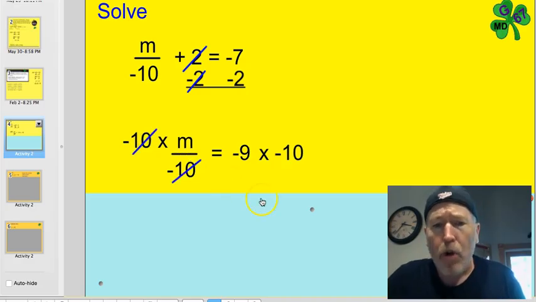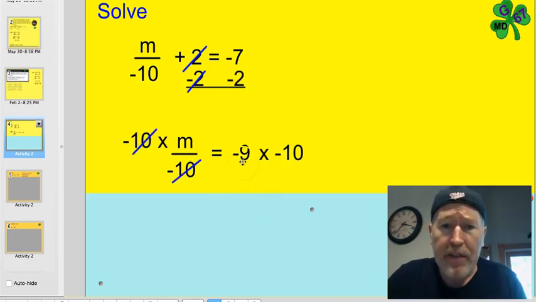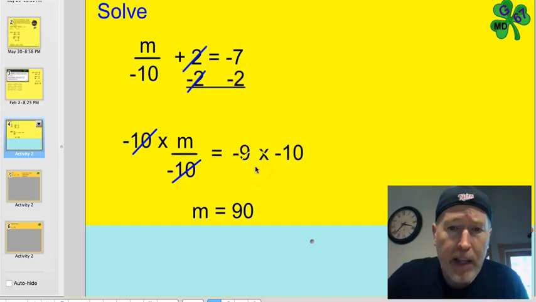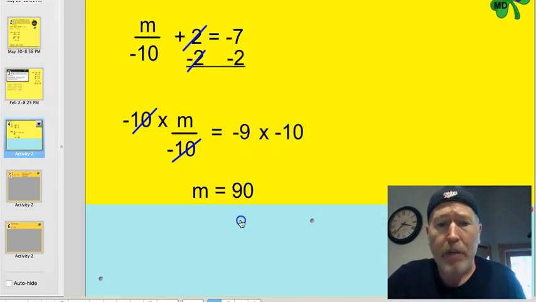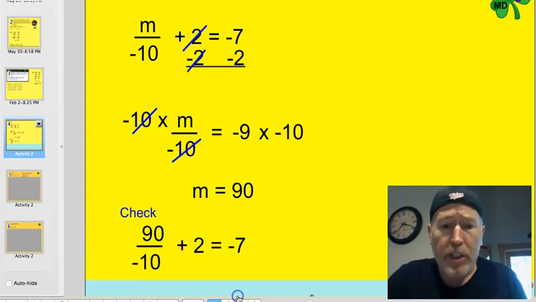These negative 10s will cross off, and what we end up with is a negative 9 times a negative 10. Well, that's a negative times a negative, so we've got m left on this side, and the product here, our answer, is positive 90. All right, let's pop it in and see if it works in the equation.